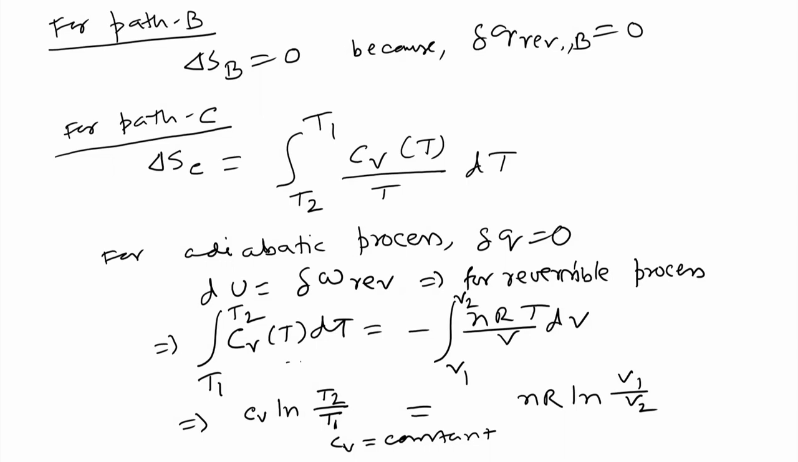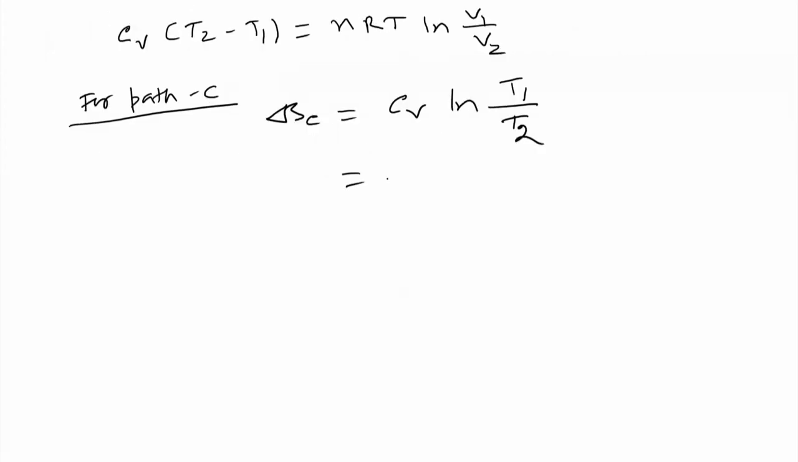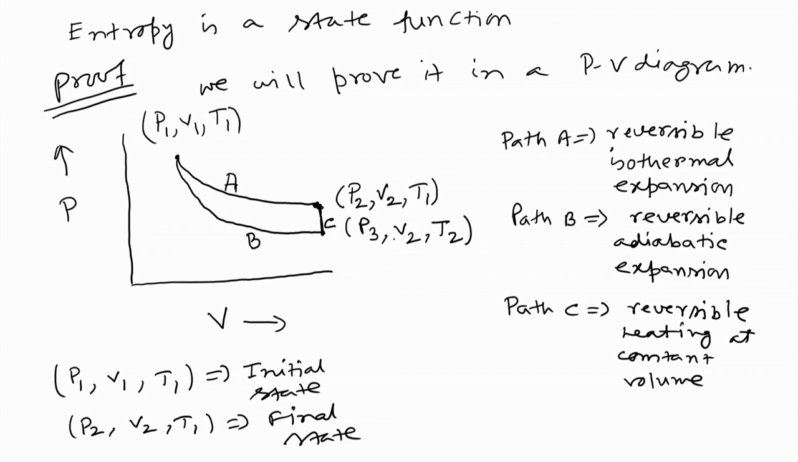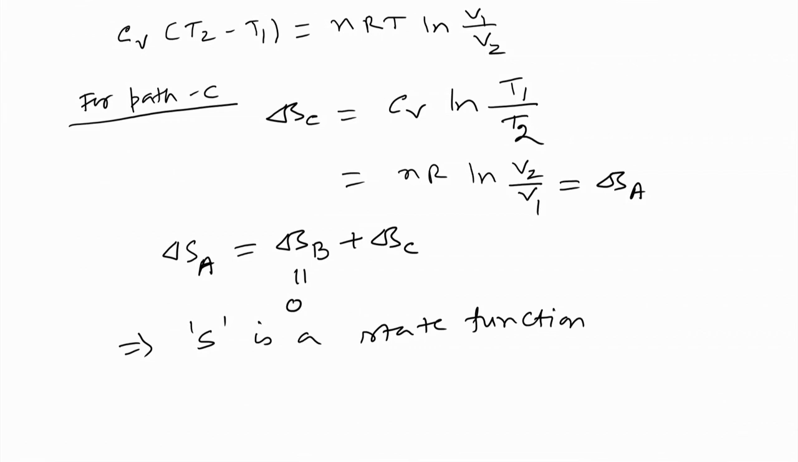Now, we know that CV ln T2 by T1 equals nR ln V1 by V2. So, this one we can write nR ln V2 by V1. So, what we get? We get delta S_A is nothing but delta S_B plus delta S_C. So, this is nothing but your delta S_A, and delta S_B is 0. So, it says that S is a state function because we arrived at the final point P2, V2, T1 from initial point P1, V1, T1 in two different manners. One is via path A, another is a combination of path B and C, and in both cases we get the same entropy change. So, it says S is a state function.